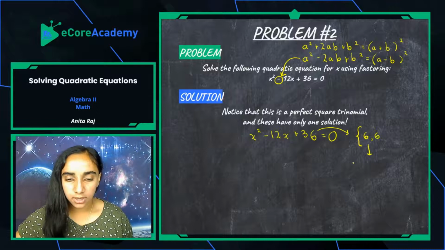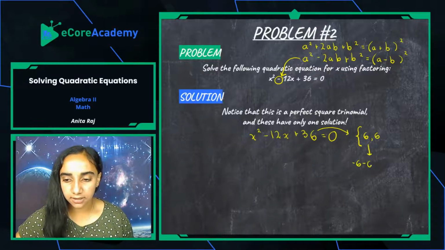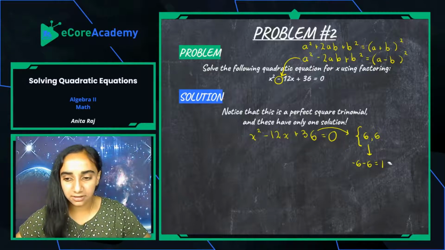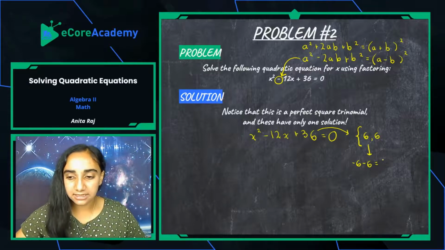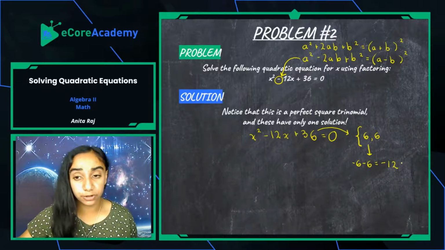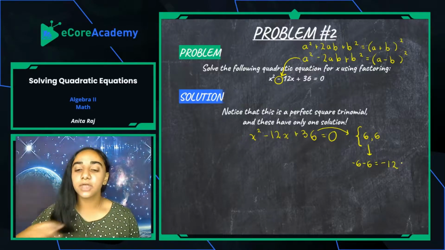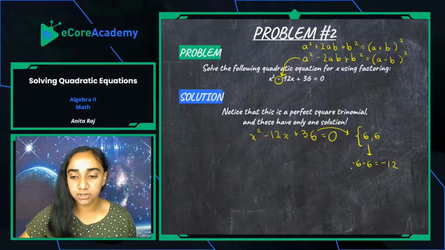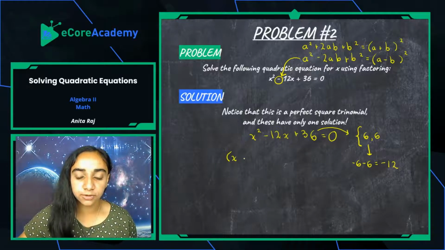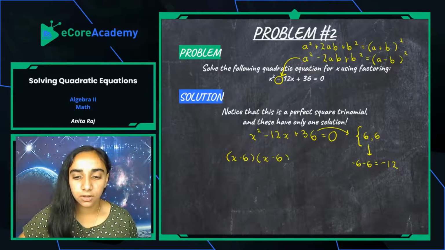So if we do negative 6 minus 6, we get negative 12, and negative 6 times negative 6 is equal to 36. So that works. So then we can just put these into two sets of parentheses and rewrite this perfect square trinomial as x minus 6 times x minus 6 is equal to 0.